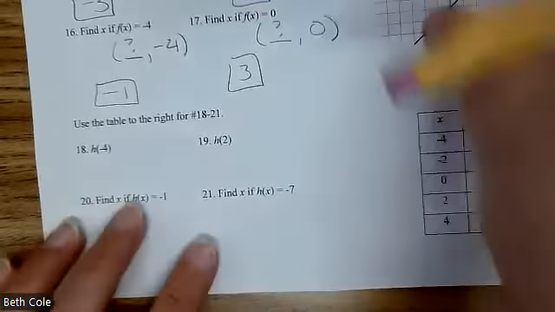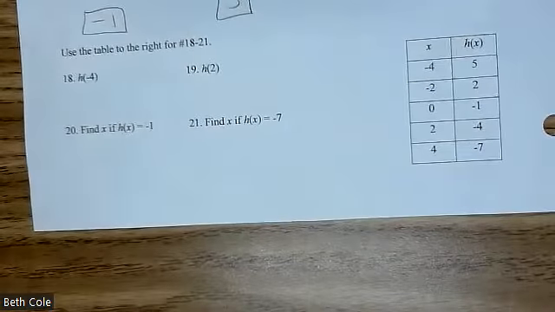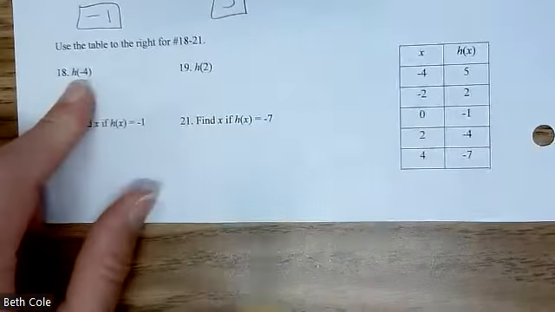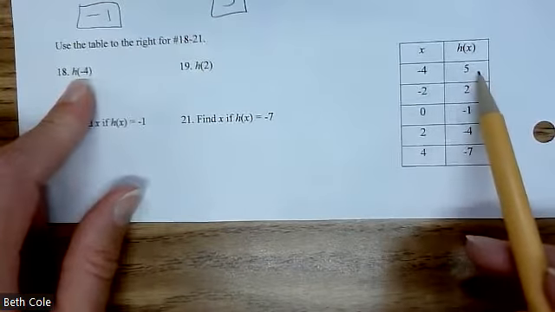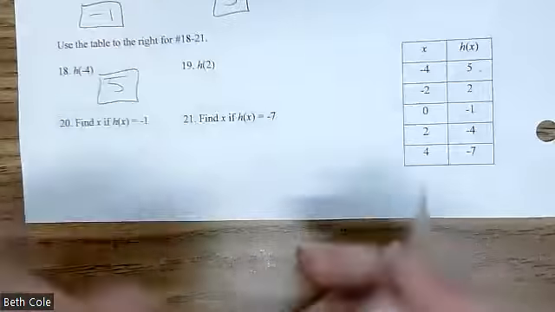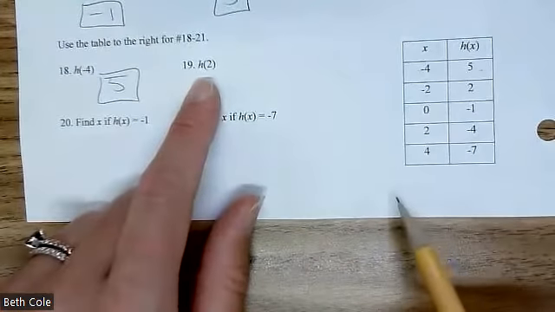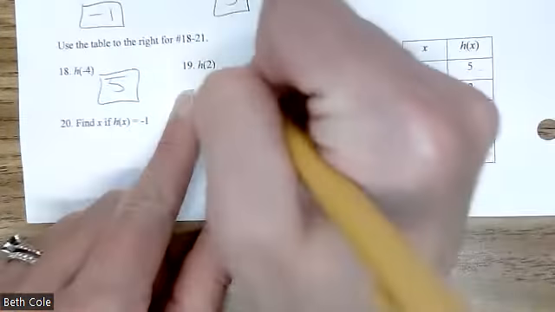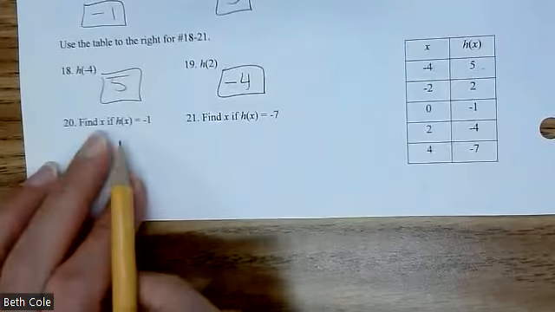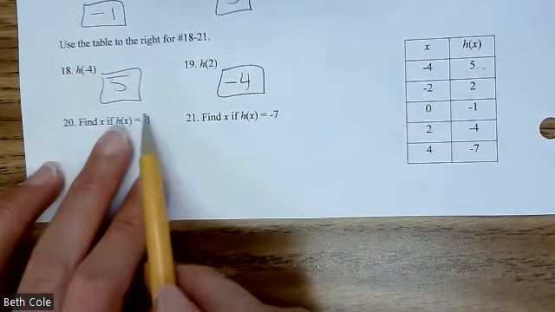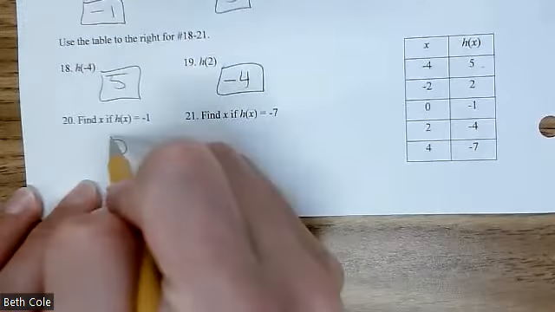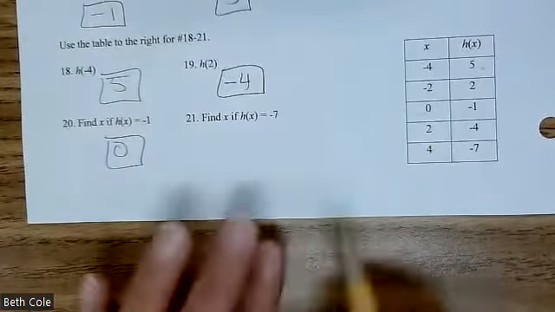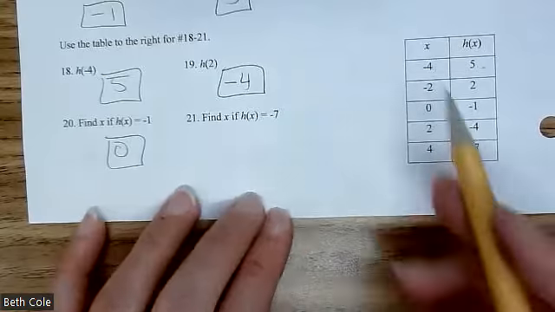Yeah. All right, now here we're going to use the table. H of -4. Look at the table. What would it be? -4 what? Do you guys see that? That's all it is. I can't make it easier than that. H of 2. -4. These ones are backwards. Find x when your output value, like your y value, is -1. So 0. And then this one would be 4.